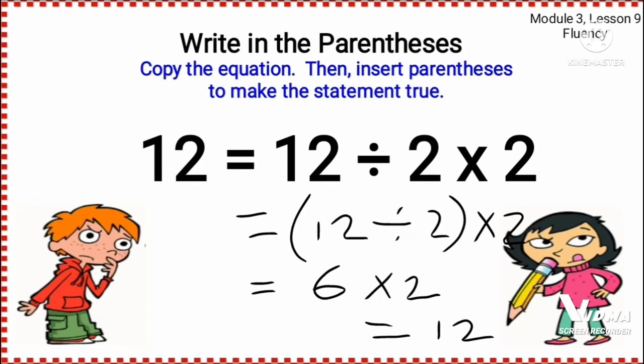Another one. 12 divided by 2 times 2 equals 3. This time, the bracket will be in 2 times 2, so that we'll have 3. 12 divided by 4 is 3.